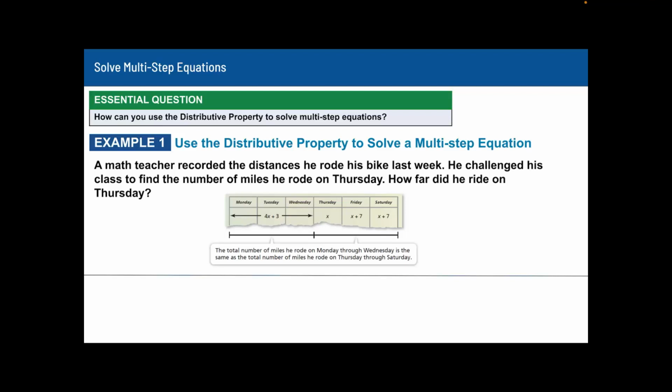Well, we also have some other information here. We're being shown that the amount he rode from Monday through Wednesday is a total of 4 times x plus 3. The amount he rode on Friday and Saturday were both the same amount of x plus 7. We're also being told that the total number of miles he rode Monday through Wednesday is the same that he rode Thursday through Saturday. So these two halves are the same.